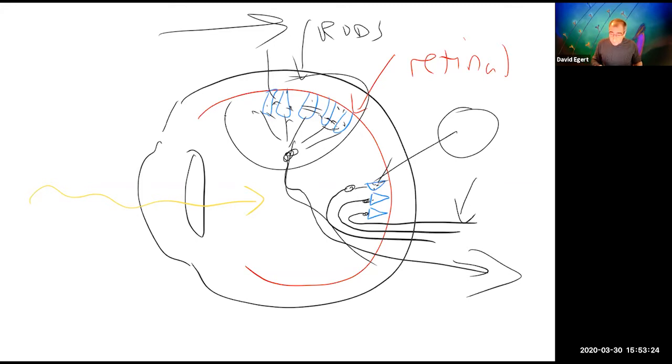So cool. All right, so we are now going to move on to the ear.